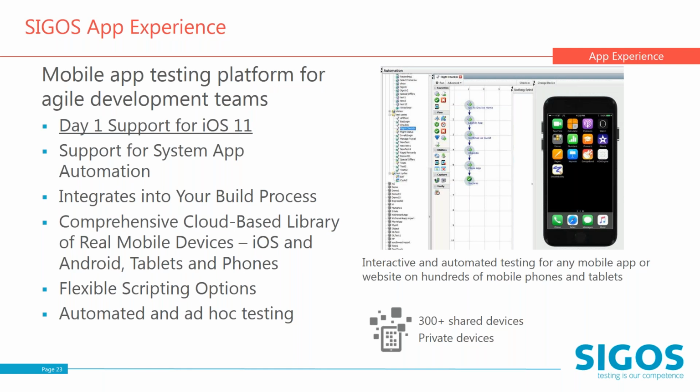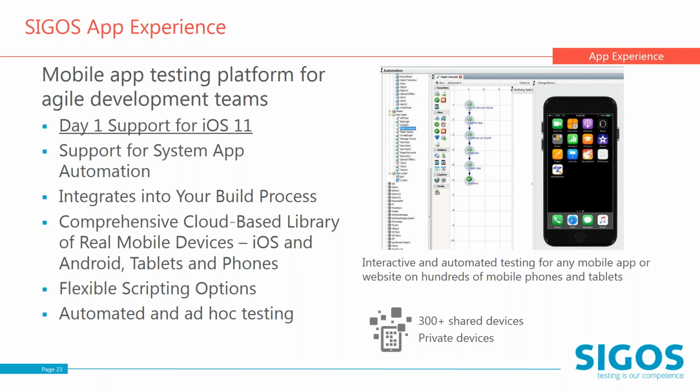And how Sego's app experience can help. We provide a platform for agile development teams, and the good news is we provide day one support for iOS 11. So if you go to our cloud today and acquire iOS devices, you should see iOS 11. Not all, because we do not want to switch all our iPhones in the cloud to iOS 11, depending on the user's requirement. Different customers still want to test on the previous version. But we do support it on day one.